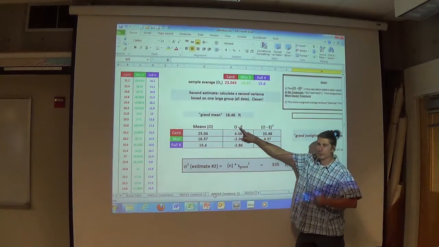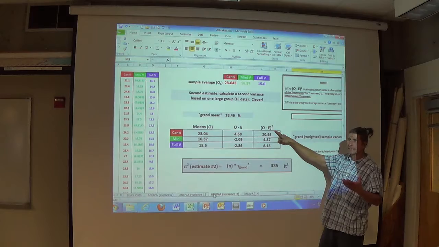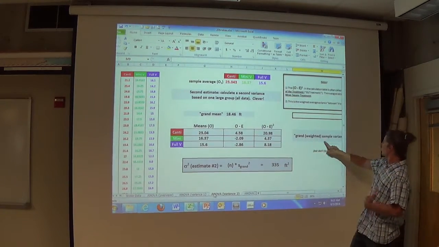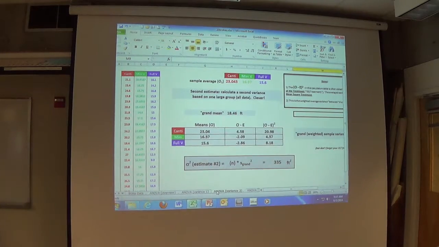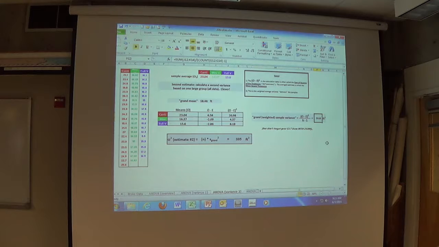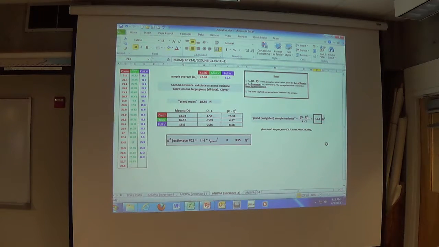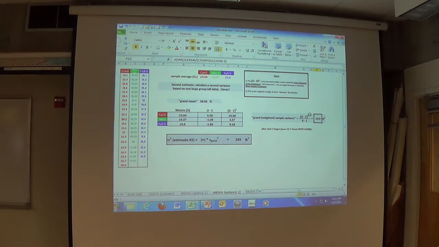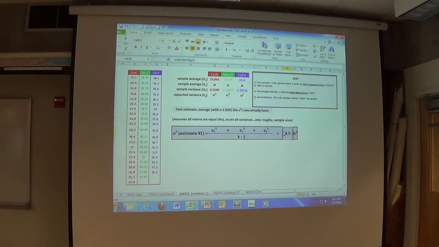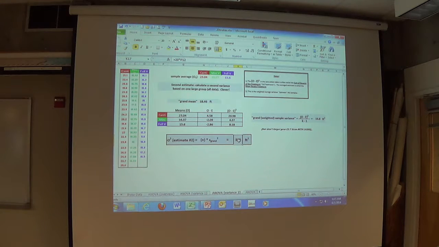And then, does this start to look familiar? O minus E squared. That's a chi-squared calculation. Then you take this guy right here, and you take a weighted sample variance of those, and you end up with 16.8 feet. Now, once you solve this for sigma squared, you end up with 335. If you remember from the previous one, the first estimate was 4.5. The second estimate was 335.